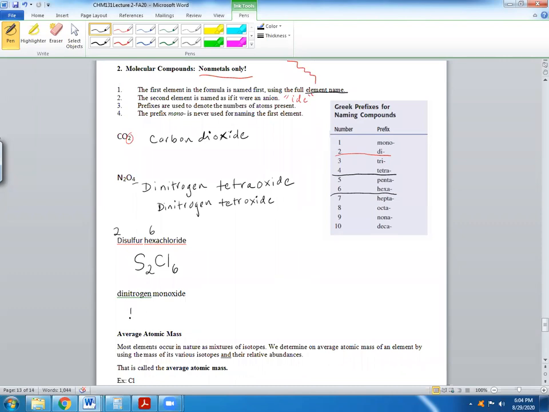Dinitrogen, N, that's 2. Monoxide, mono means 1, so it's just NO. And this is laughing gas. That's it.